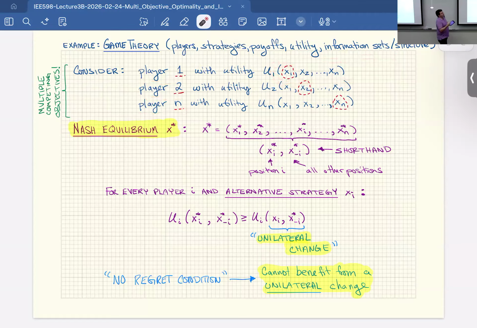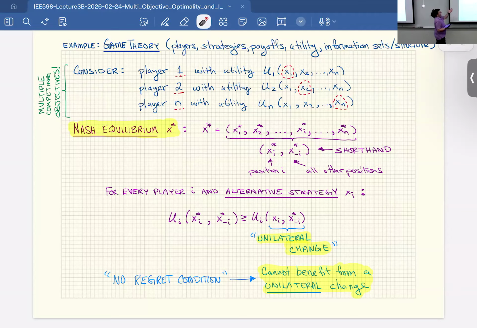So every player's payoff, or in this class, payoff and utility mean the same thing, depends upon not only their actions, but the actions of those around them as well. They might have different payoff functions. U1 is different than U2, but all of their payoff functions potentially are affected by the actions of themselves and others around them. So that's a general outline of a game.